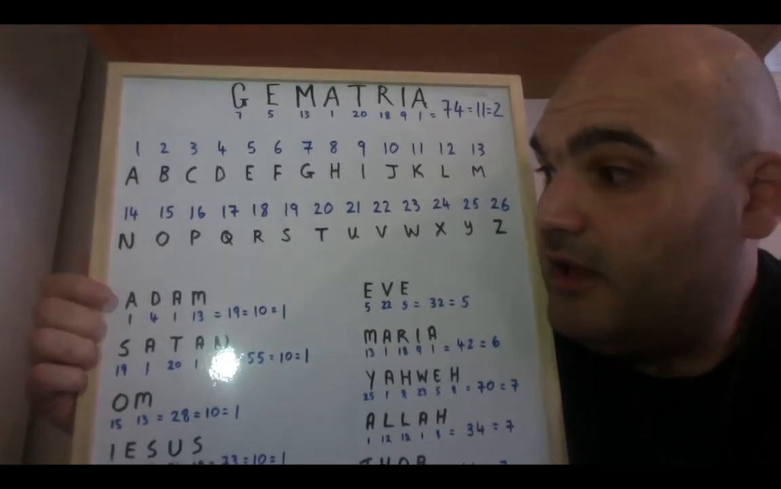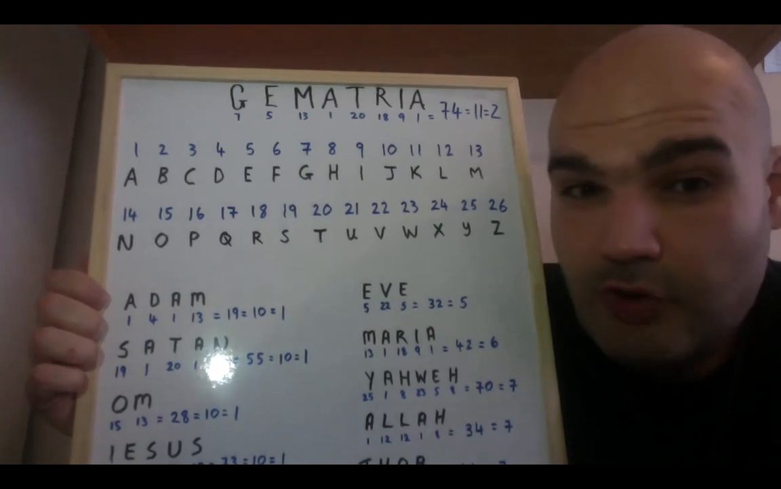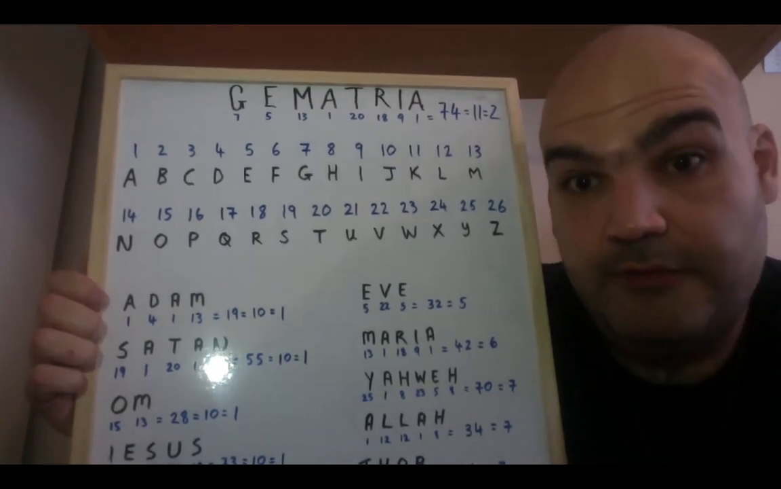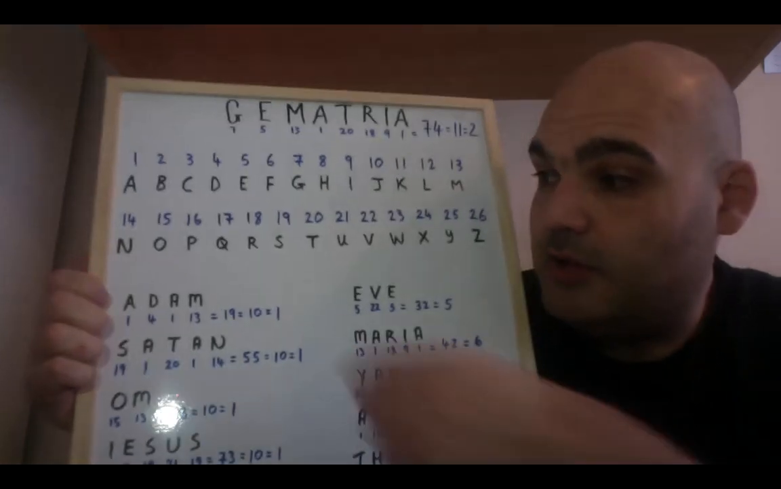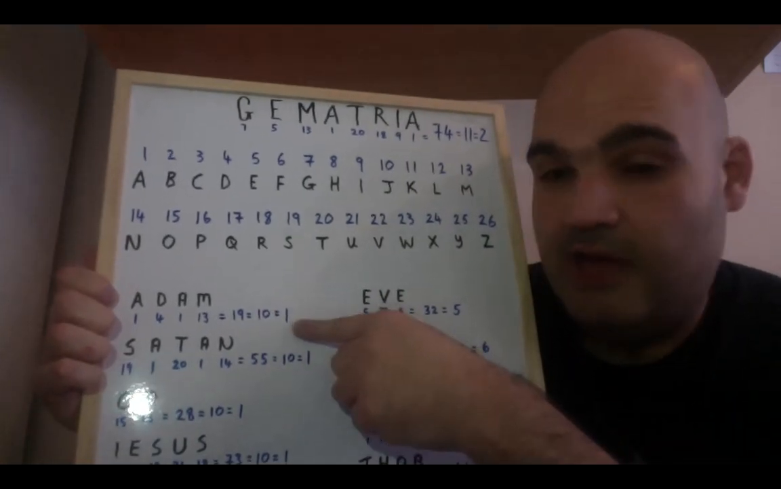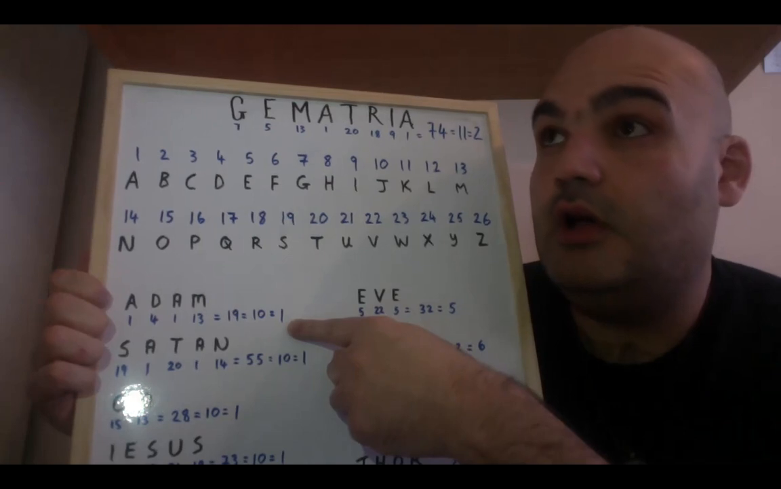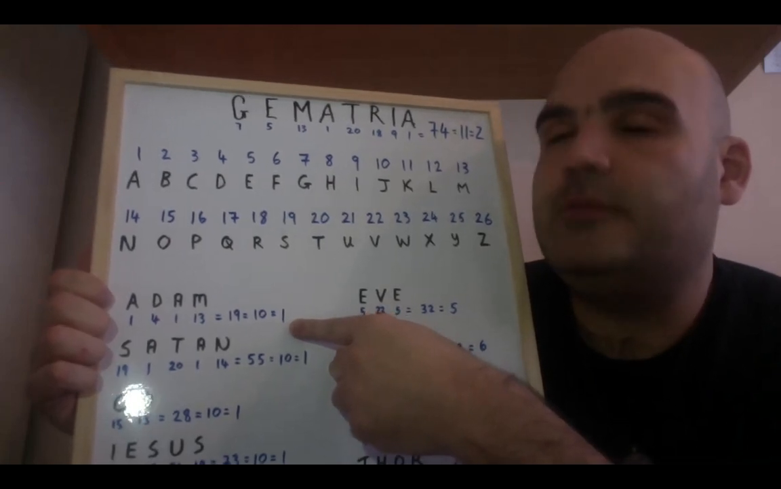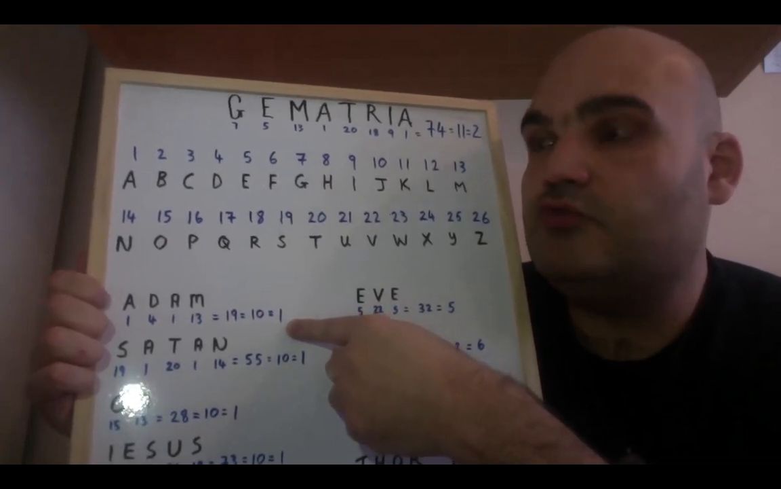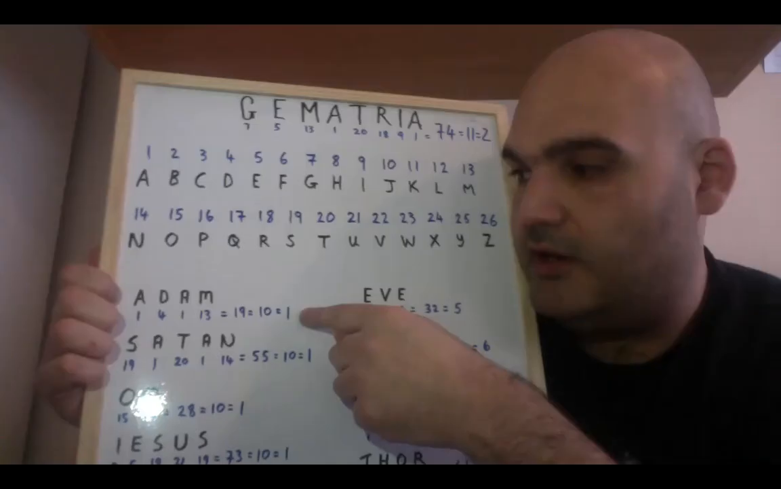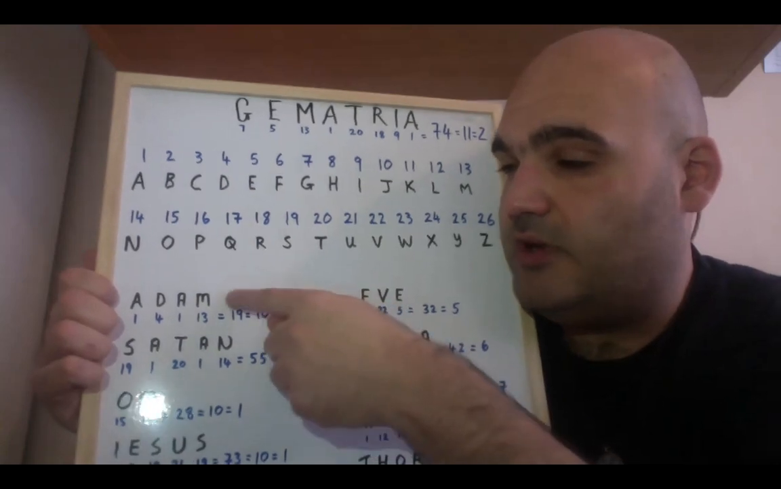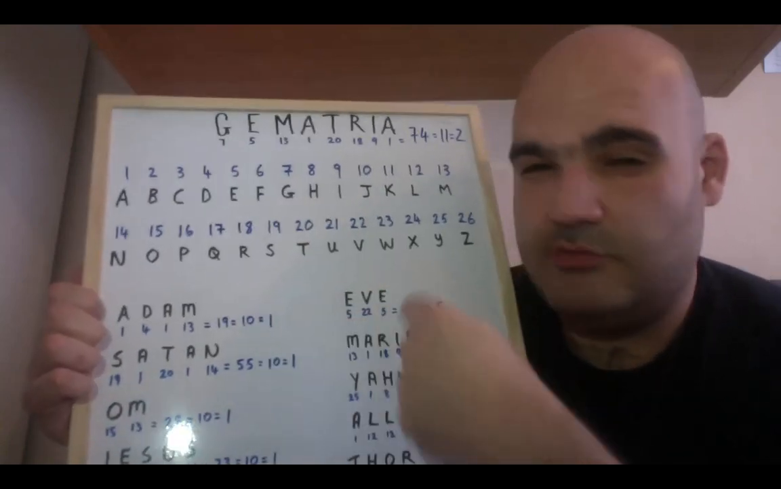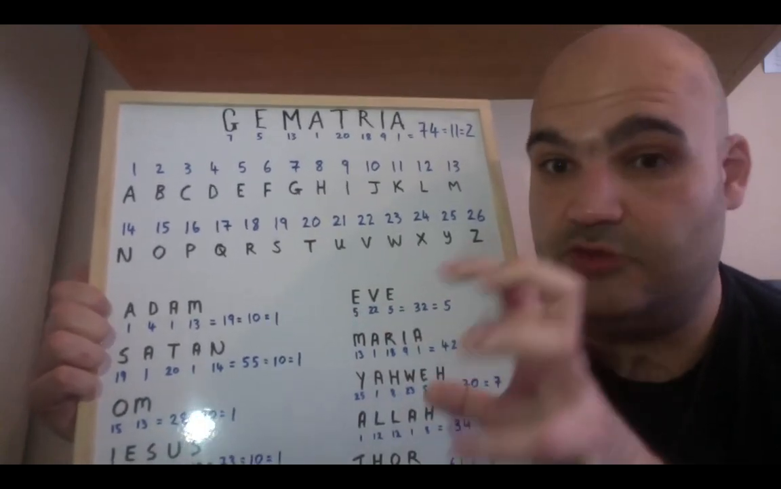And obviously Adam relates to Mars being the first planet which rules the first sign of Aries. So Adam corresponds to Aries, which is, now Adam is Mars, should I say, which rules Aries, which is the first sign. So that's very interesting. Obviously, we know that Adam is interchangeable with the word atom, and atom means a unit.